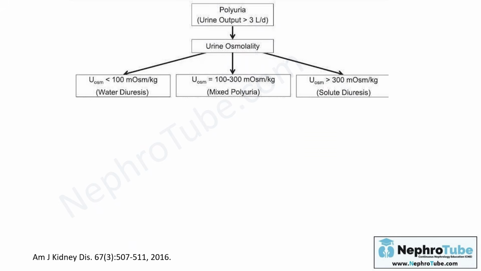Let's go through the more accurate approach for patients with polyuria. If you have a patient with polyuria more than 3 liters per day, you have to check urine osmolality. According to urine osmolality, you have 3 options. Urine osmolality less than 100 milliosmol per kilogram means that there is water diuresis. There is a lot of water which causes a highly diluted urine and concentrated plasma causing hypernatremia.